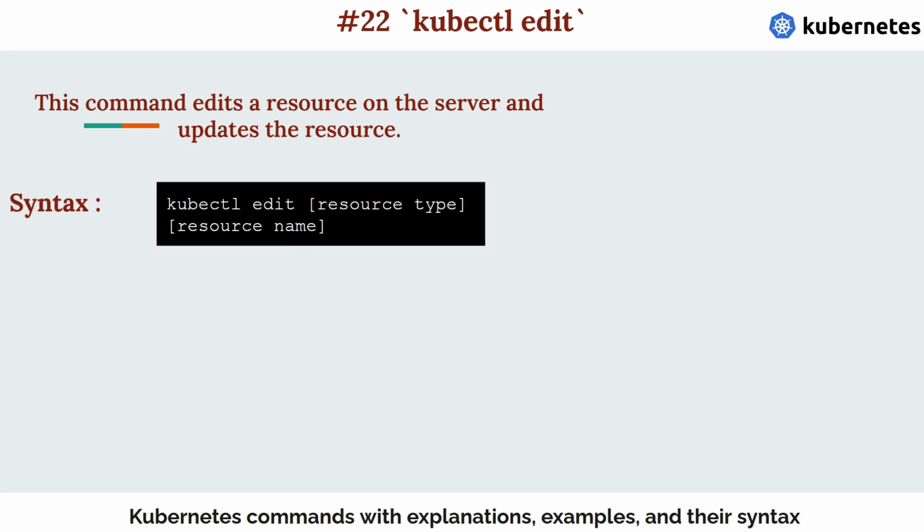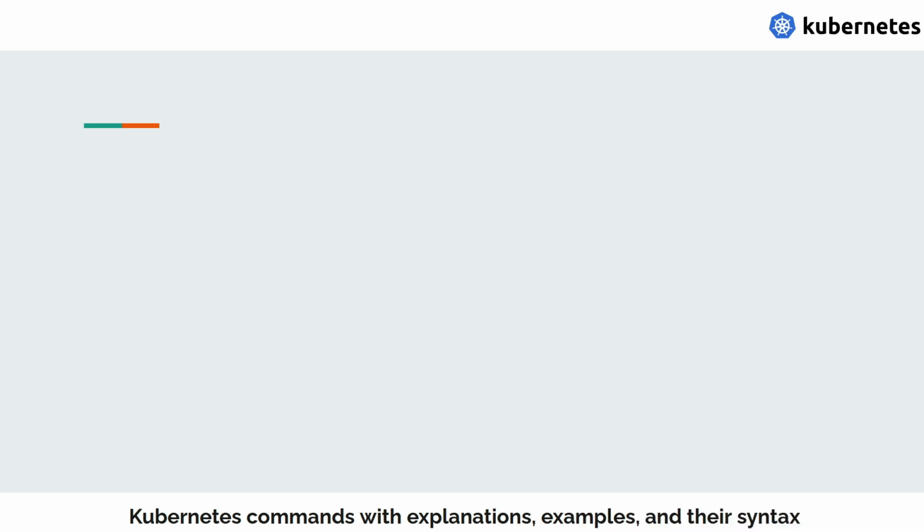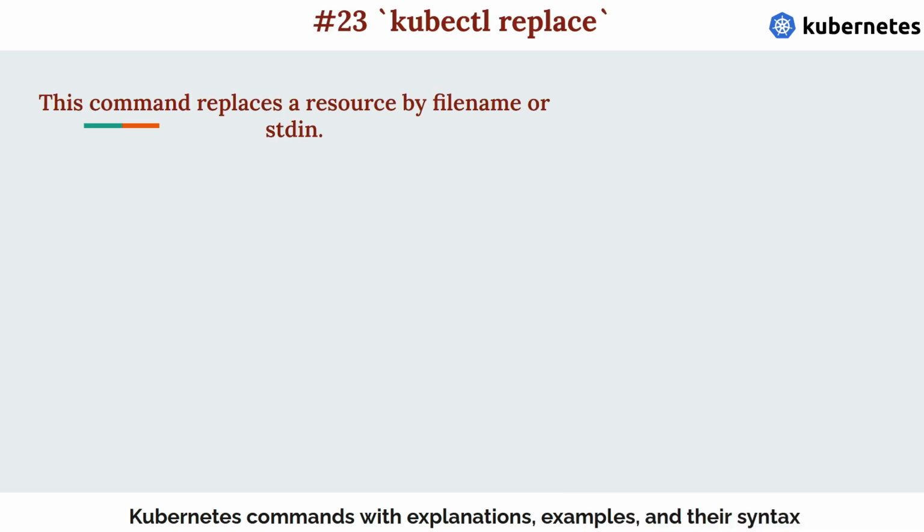Let's see the syntax. The usage of the kubectl edit command starts with the kubectl edit keyword, then resource type and resource name. This command opens the MyDeployment resource in your default editor, allowing you to make changes. Next command is kubectl replace. This command replaces a resource by file name or stdin.